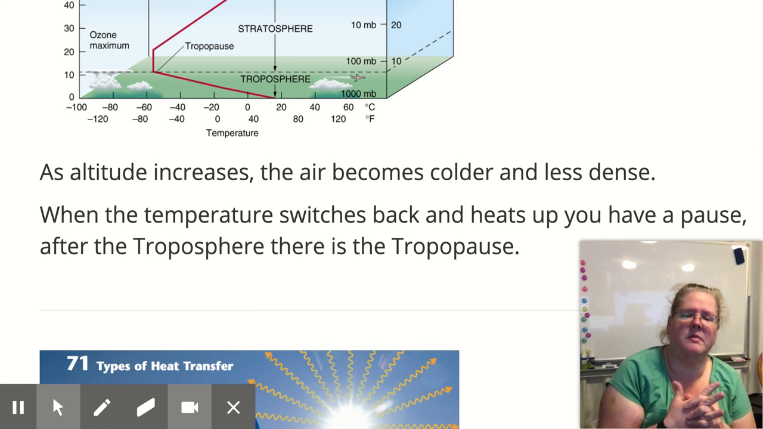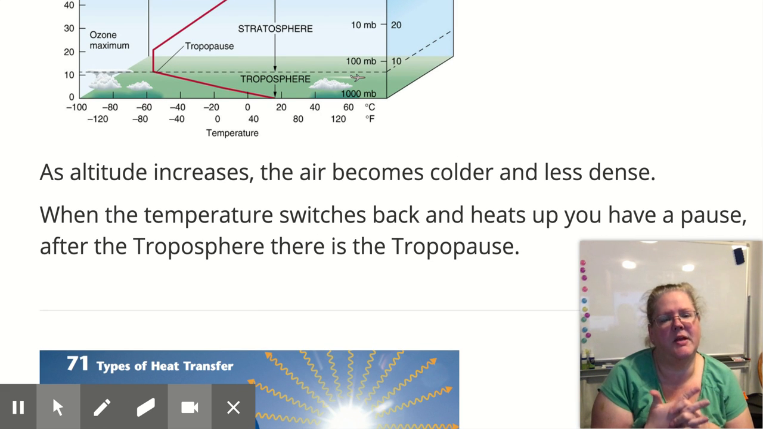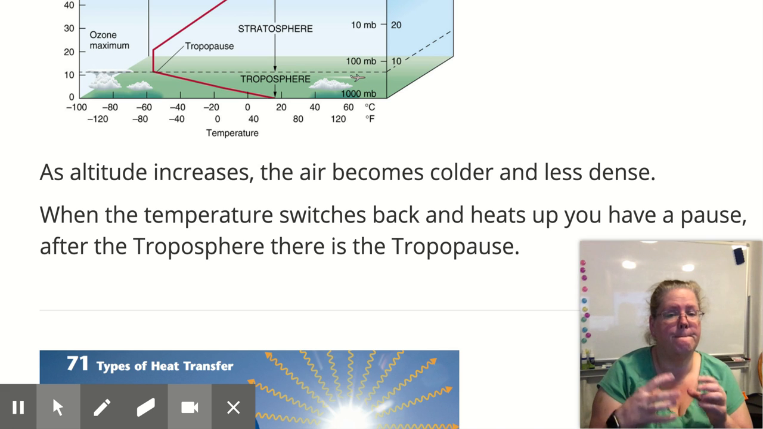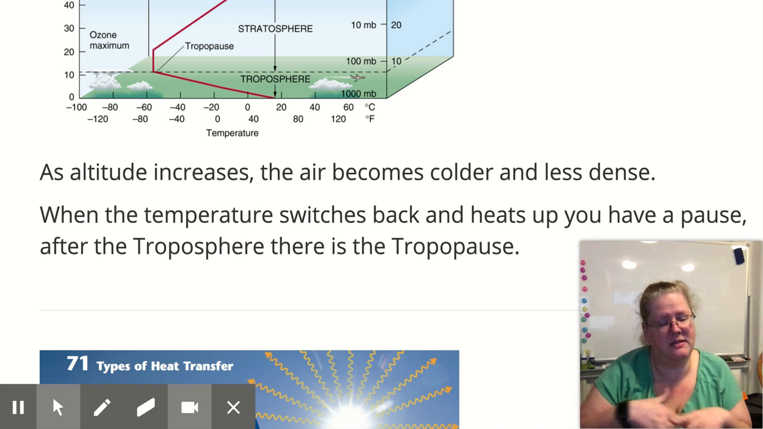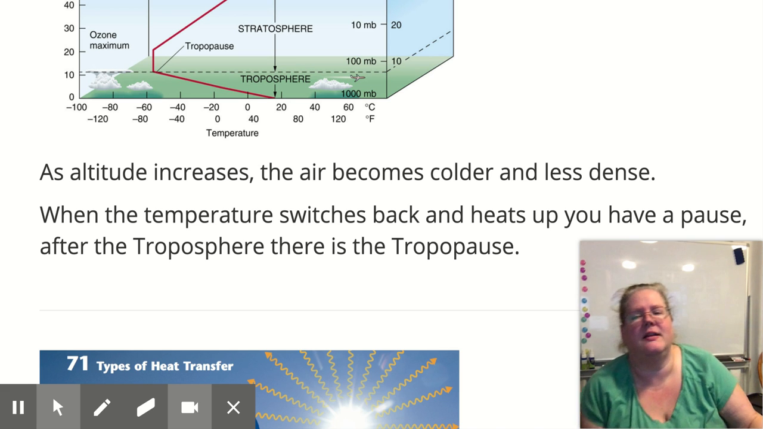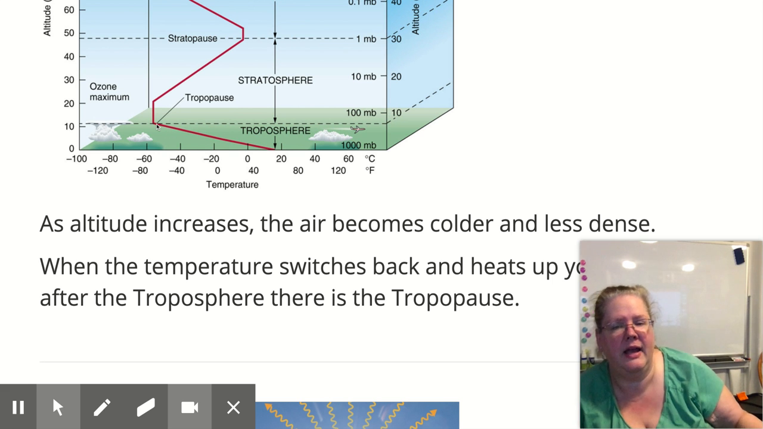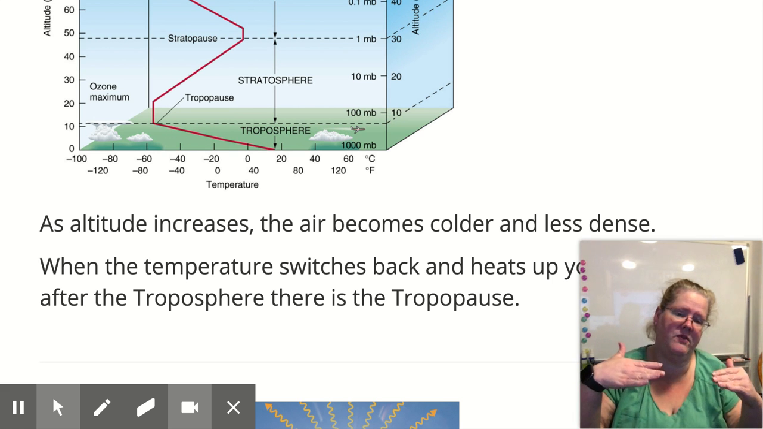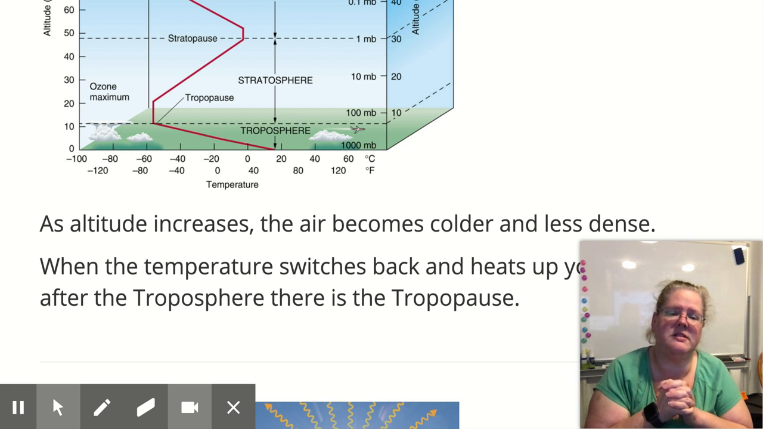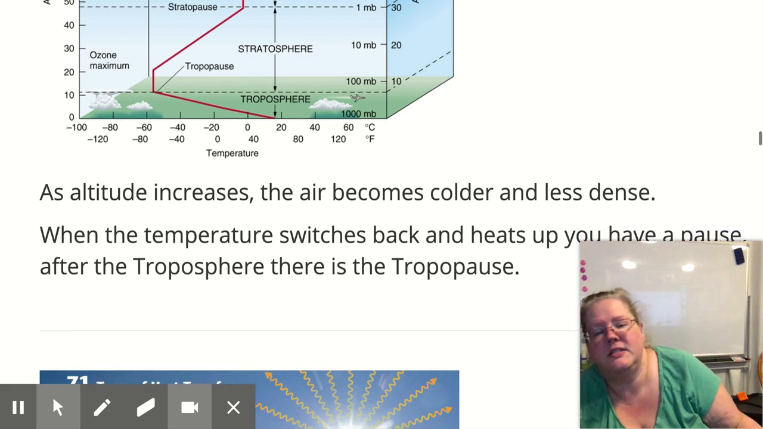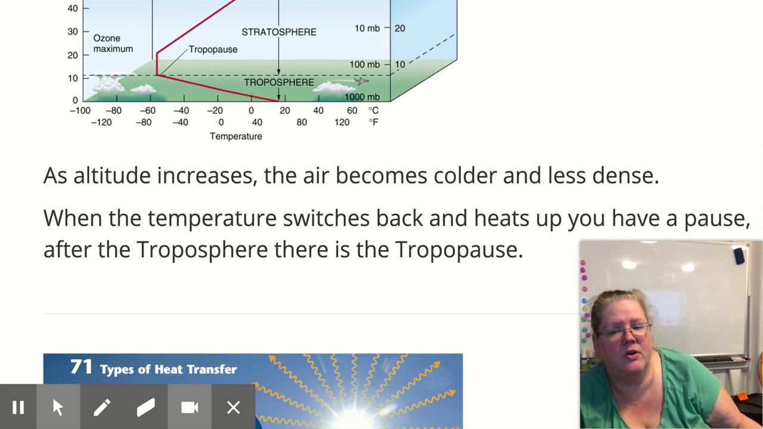So think about this. As altitude increases, the air becomes colder and less dense, which is kind of interesting because cold stuff usually shrinks together and gets more dense if we're all here at the same sea level. But in the troposphere, we get colder and there's not as much stuff packed above it, so it has more time, space to fill out into, and so it's less dense. When the temperature switches back and heats up, you're at a pause. In this case, we go from the troposphere to the tropopause and end up in the stratosphere.